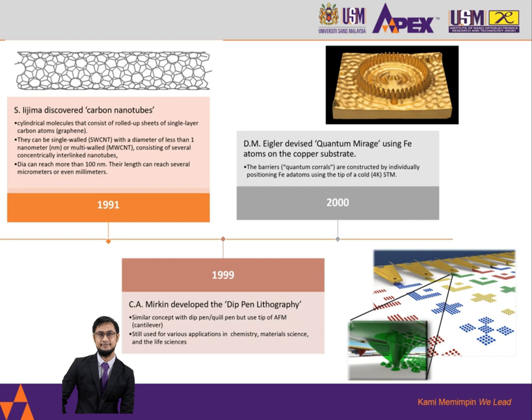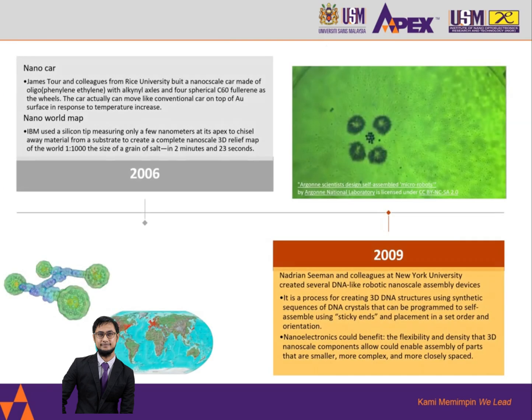Roughly 10 years after Don Eigler wrote the letters of IBM using xenon atoms, in the year 2000, he devised the quantum mirage using iron atoms on a copper substrate. So now the barrier, which he called quantum corals, is constructed by individually positioning iron atoms, or adatoms in this case, using the tip of a cooled scanning tunneling microscope.